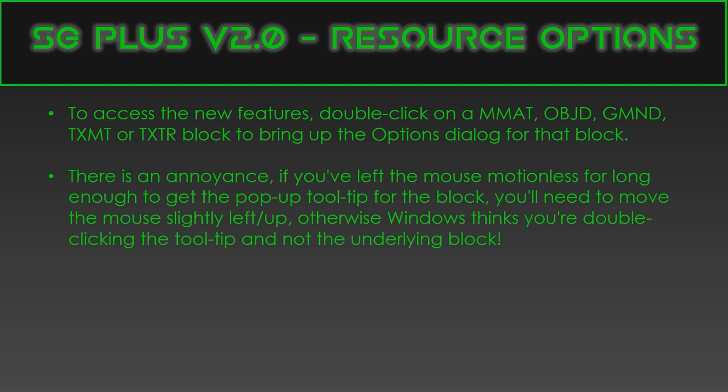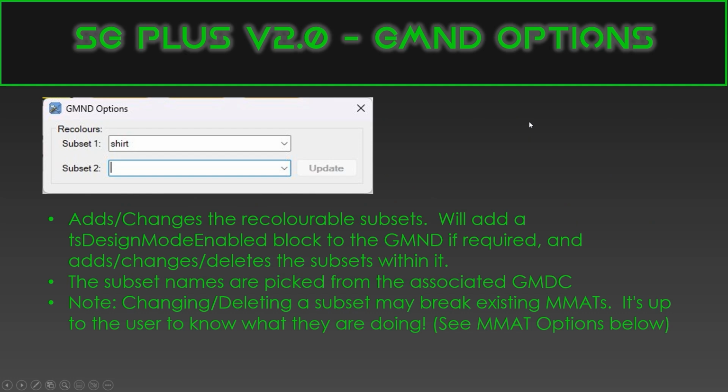So when we get into SceneGraph 2, what we will see is as we hover now over MMAT, OBJ and various other blocks, it changes the cursor to a little pointing hand. This is an aide-mémoire that you can actually now double click this box to bring up some extra options. We'll look at those in a second. There is a very slight annoyance that if you move your mouse over a block and leave it long enough to bring up the tooltip, when you double click it thinks it's on the tooltip, so you've got to shift it slightly to double click the block. Can't get around that, it's Windows.